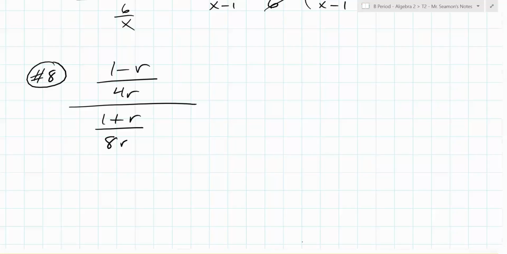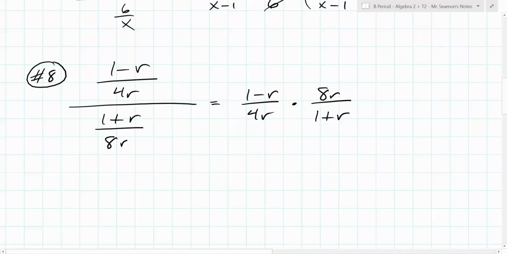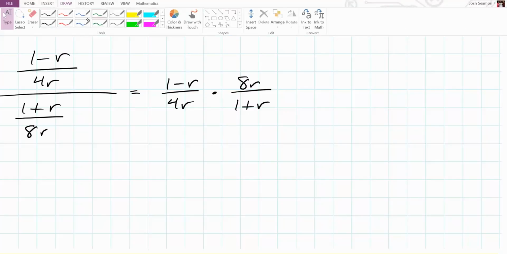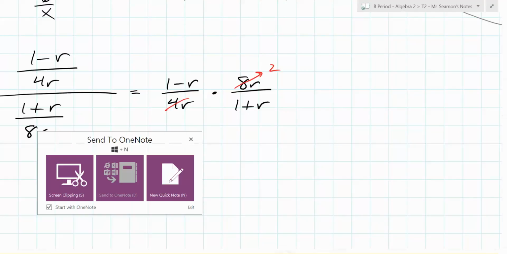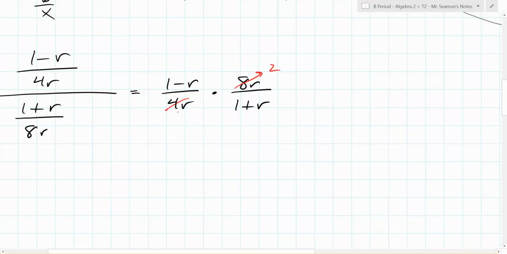There's no canceling. So this equals 1 minus r over 4r times what? 8r over 1 plus r. Now what cancels here? 8 and 4. This cancels, leaving you with 2. And what else cancels? There's one more thing that cancels. Just this one right here. Those r's cancel. So what are you left with? 2 times 1 minus r over what? 1 plus r. Is there any canceling you can do at this point? No, you could multiply the 2 and the r, but there's nothing else to do at this point.